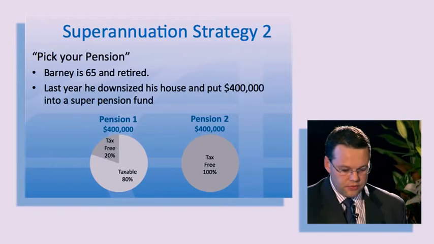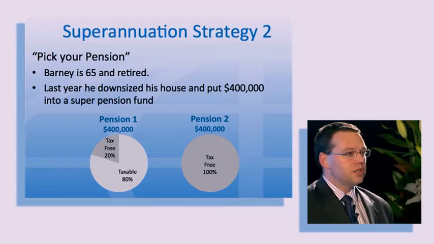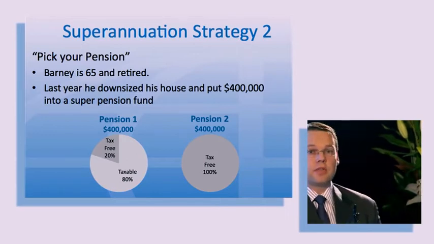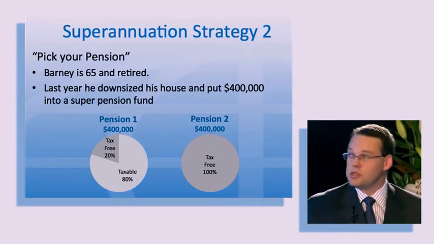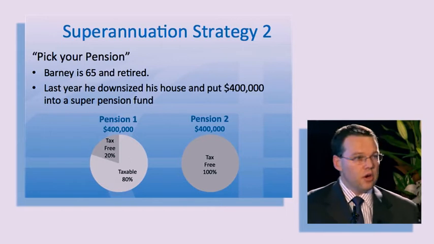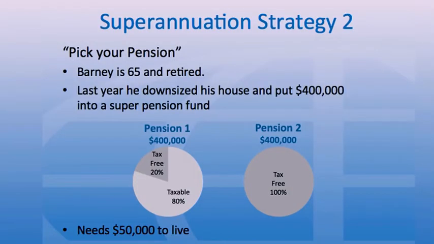Barney, he's 65 and he's retired. Last year, he sold his house and was able to put another $400,000 into his fund just before he turned 65. He initially had one pension in the fund and it was predominantly taxable. And that's his second pension that he started with the new money he's just put in. Barney needs $50,000 a year to live off.